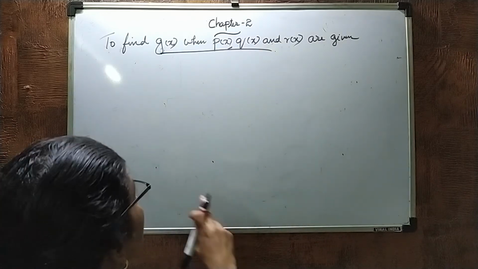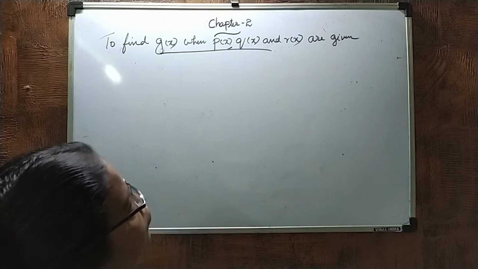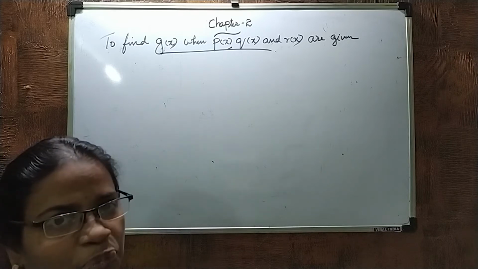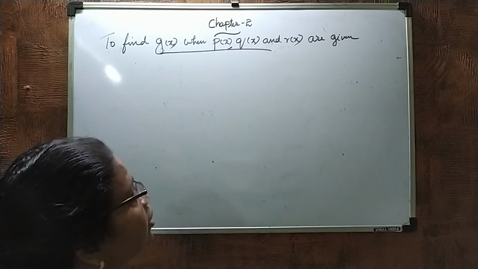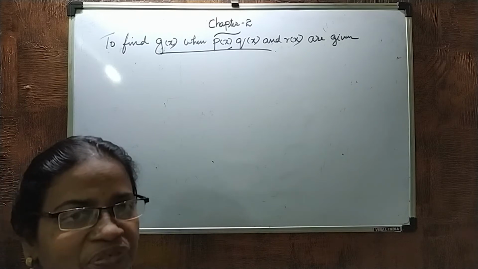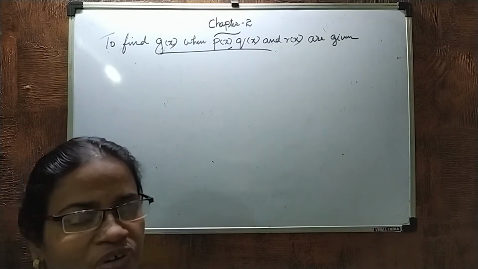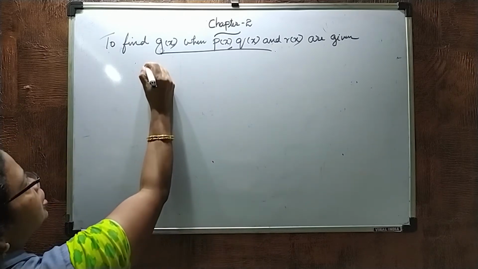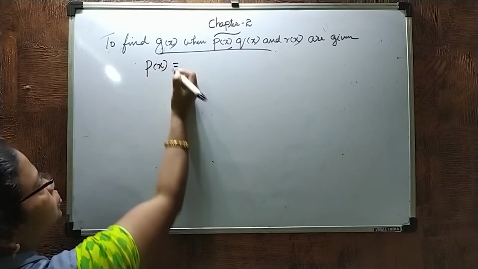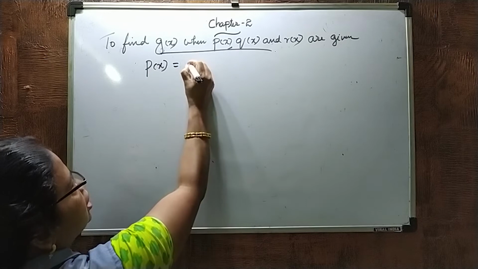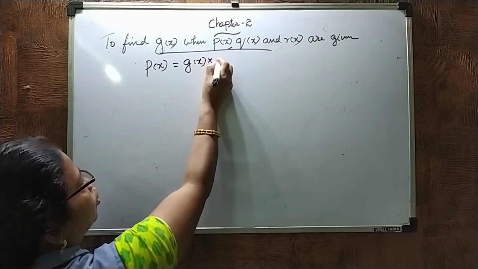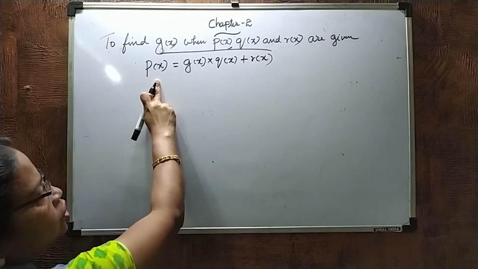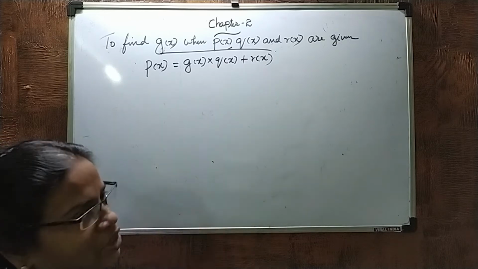Now we are going to find out g of x when p of x, q of x and r of x are given. You know what p of x is? P of x is the dividend. And what is g of x? G of x is the divisor. Then what is q of x? Q of x means the quotient. R of x is the remainder. And the division algorithm is p of x is equal to g of x into q of x plus r of x. Dividend is equal to divisor into quotient plus remainder.